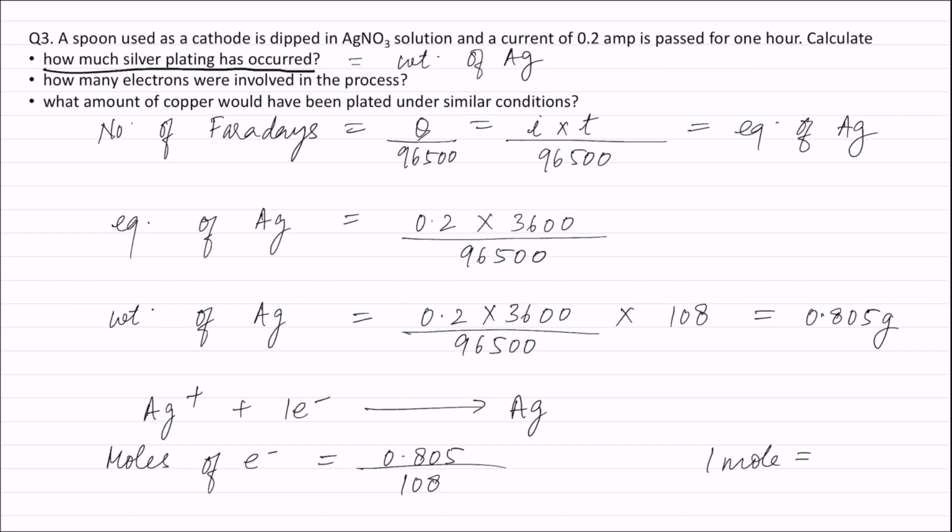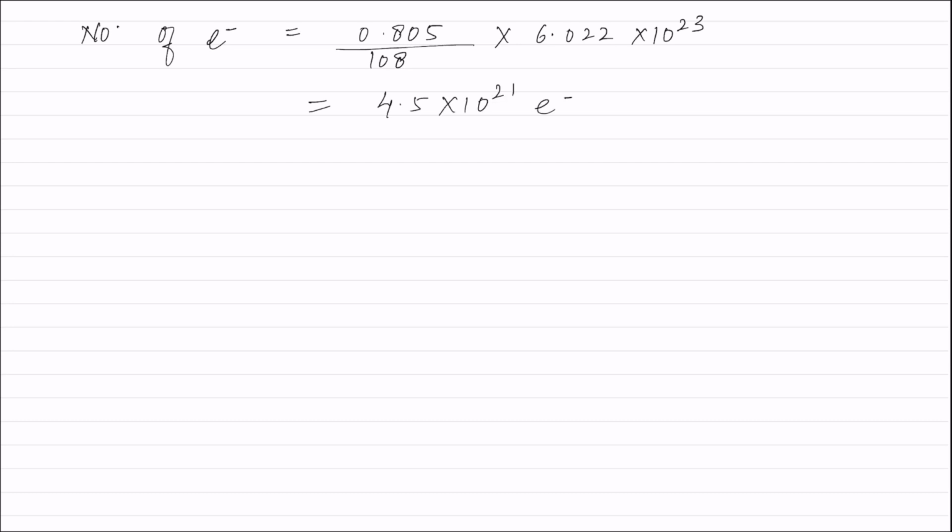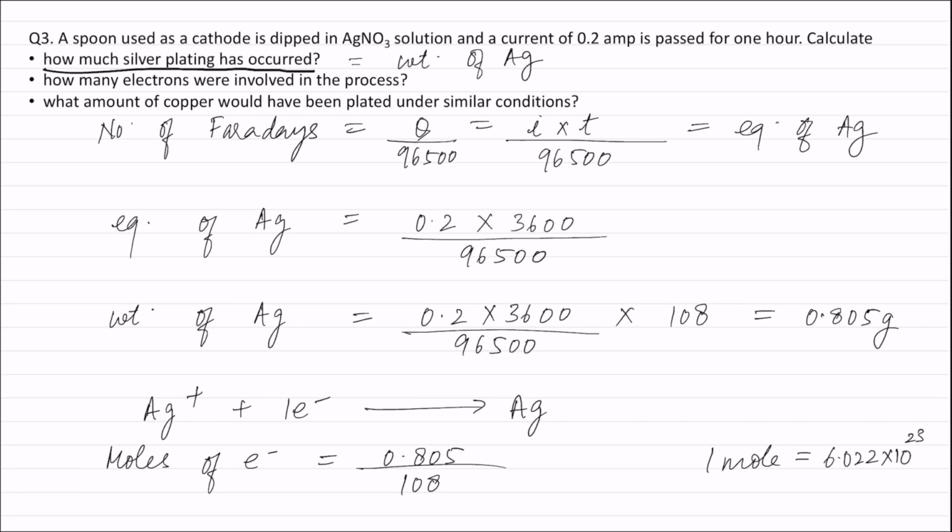Now 1 mole of electrons is equal to Avogadro number of electrons, or 6.022 into 10 to the power 23 electrons. Therefore, number of electrons will be equal to 0.805 divided by 108 into 6.022 into 10 to the power 23, and this is equal to 4.5 into 10 to the power 21 electrons. Now the third part of the question, what amount of copper would have been plated under similar conditions?